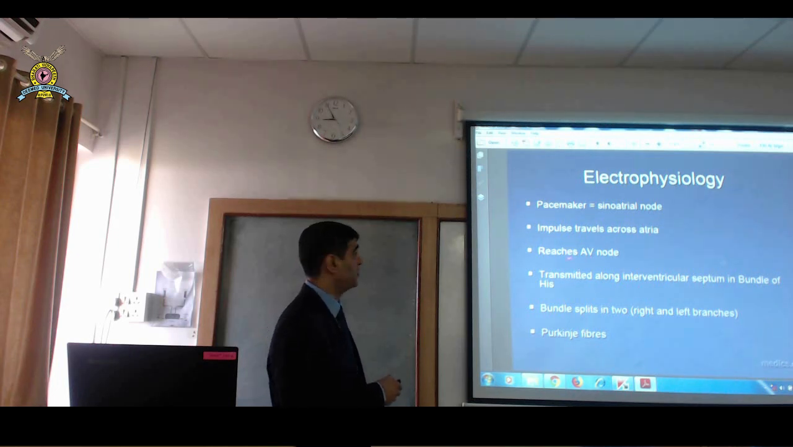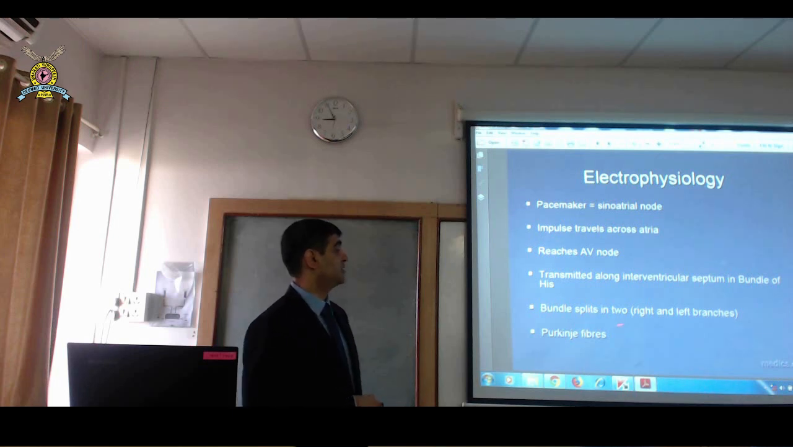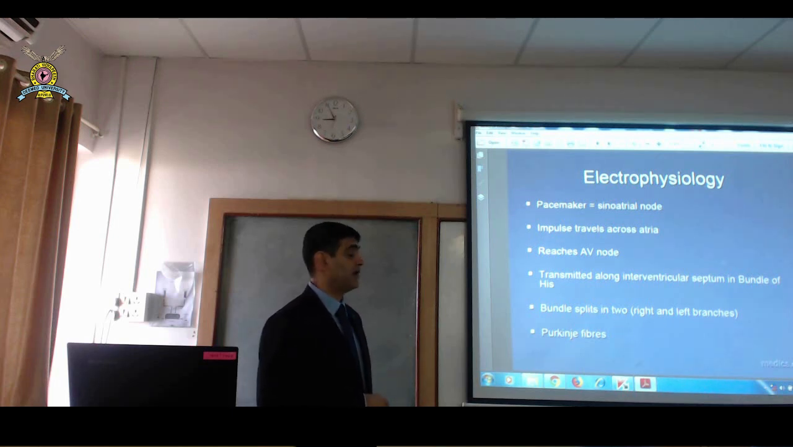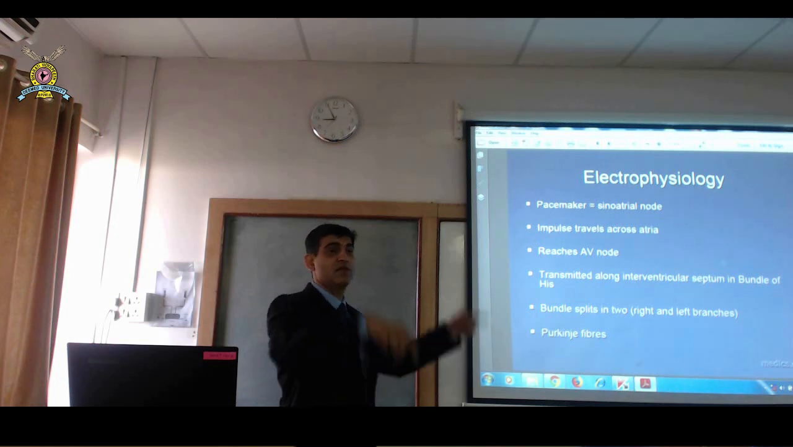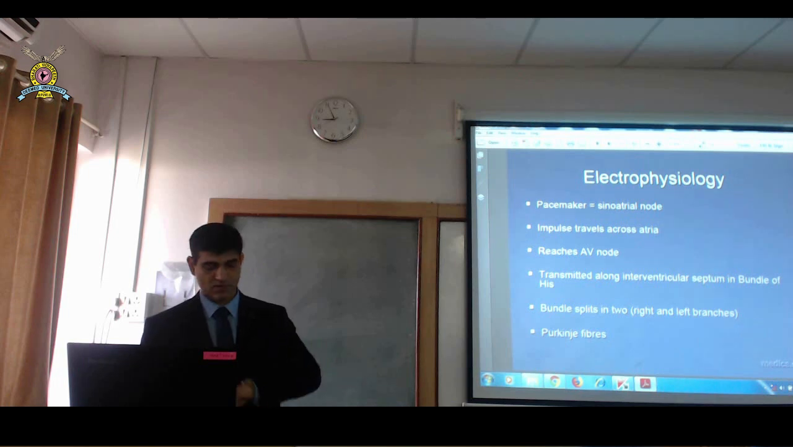You saw that on the video. It reaches the AV node. There is a nodal delay, and then it is transmitted along the interventricular septum in the bundle of His. This bundle splits into two, right and left branches. You saw that on the video. Then the Purkinje fibers, and then the impulse goes backwards towards the base of the heart.